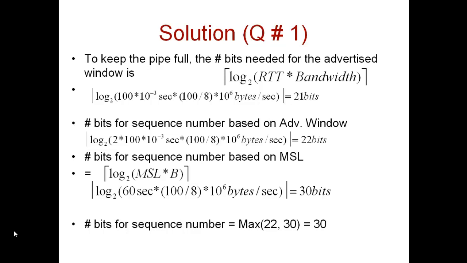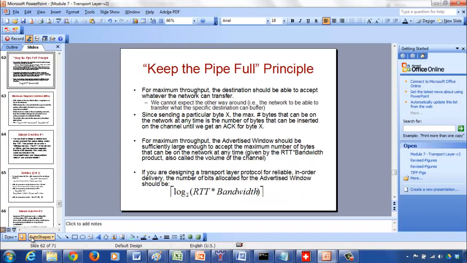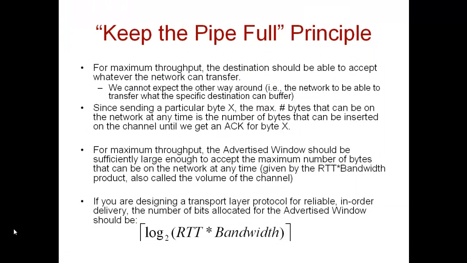To keep the pipe full, the number of bits that are needed for the advertised window depends on the RTT bandwidth product, because we know to keep the pipe full, the advertised window has to be equal to the RTT bandwidth product, right? That's what we saw in this previous topic. To keep the pipe full, we have to send as much as possible, and what we can send depends on the bandwidth, and we want to send for the entire round trip time till we get an acknowledgement. And the receiver has to be able to accept all those bytes. So the advertised window size has to be equal to the RTT bandwidth product.